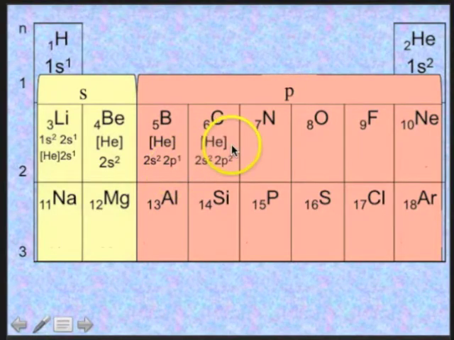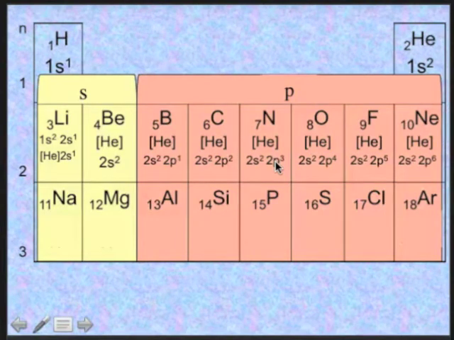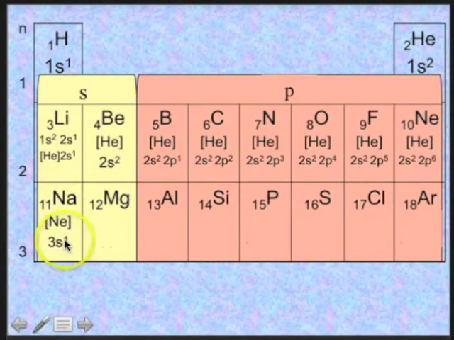Carbon is going to be helium core 2s2, 2p2. Nitrogen is going to be helium core 2s2, 2p3. Oxygen 2p4. Fluorine 2p5. Neon 2p6. So we now have two electrons in each of the three p orbitals in n equals 2. And we're filled up. The n equals 2 level is now filled. No more electrons can enter that level. Now the next level available to us is the 3s orbital.